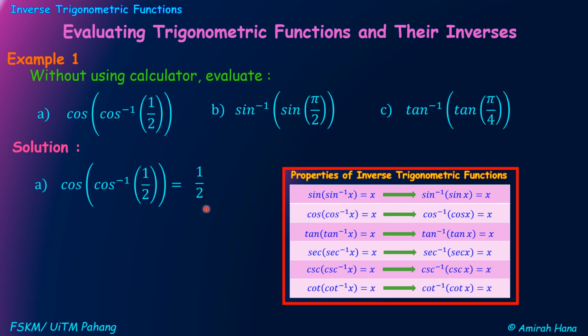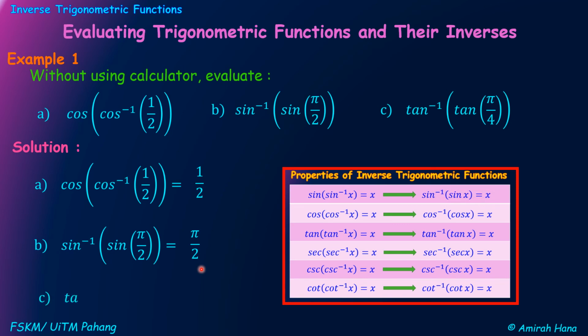And then B. To evaluate inverse sine composite with sine pi over 2, we can refer to this formula. If we have inverse sine composite with sine x, the answer equals x. So now, when we compare, our x equals pi over 2. So the answer equals pi over 2.